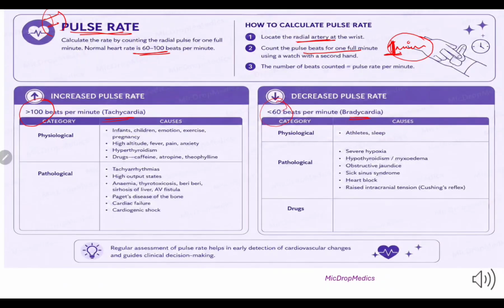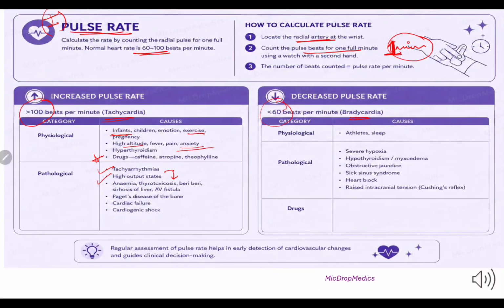Let's look at the clinical causes of tachycardia first. Physiological reasons are normal. Think of crying infants, exercise, high altitude, or the anxiety you feel right before a major exam. Pathological causes mean something is wrong, like tachyarrhythmias or high output states like severe anemia or thyrotoxicosis, where the body demands massive blood flow. And don't forget drugs like atropine, nicotine, and caffeine.